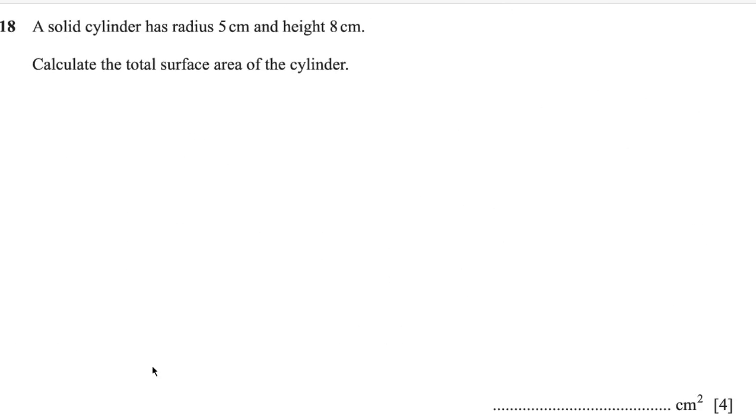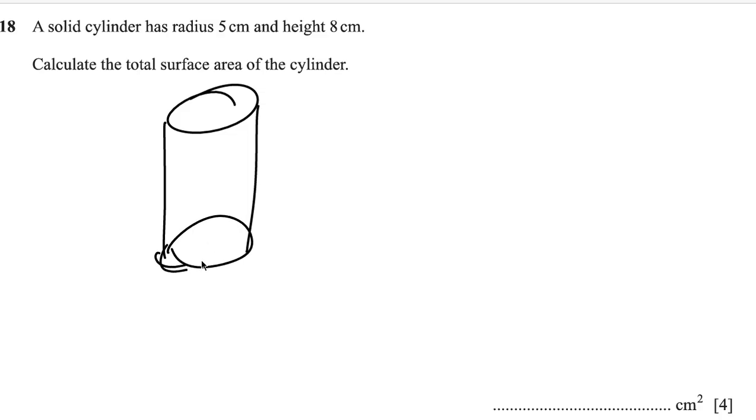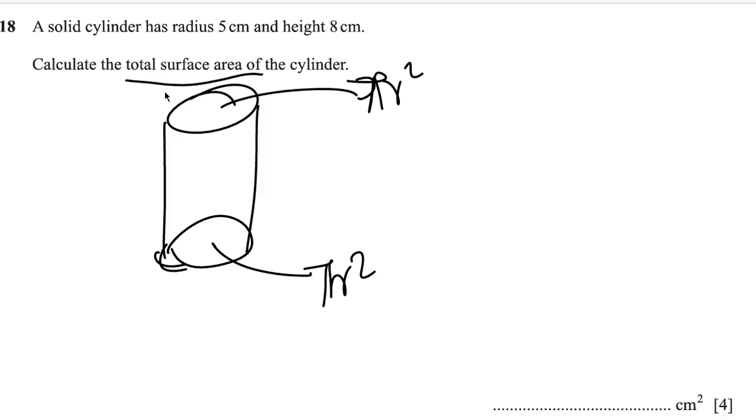Okay, question 18 says, the solid cylinder has radius 5 cm and height 8 cm. Calculate the total surface area of the cylinder. So, now this is a cylinder. And the one you should know about the cylinder is that it has two circular discs. And what's the area of the circle? Pi r squared. Total surface area, right? On all surfaces, what's the area they take?